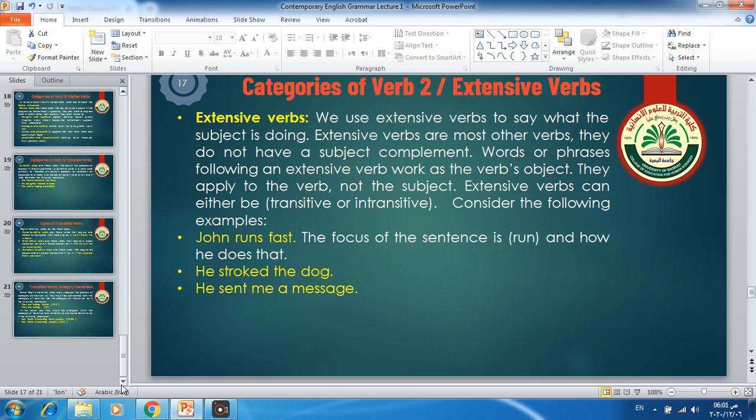He struck the dog. Again, struck. We are interested in the verb, and what it causes to the object. He sent me a message. And again, we are interested in the verb and what the verb causes to the direct and indirect object in this example.